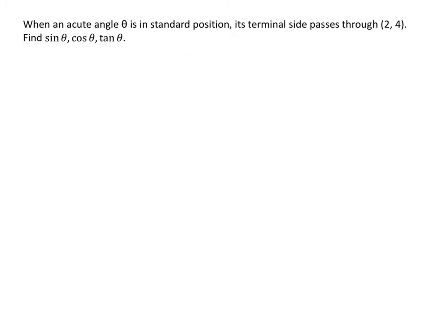Let's look at some examples. We have an acute angle theta in standard position, and its terminal side passes through the point (2, 4). I could sketch this really quickly. The point (2, 4) is here, and there's my angle. Here's my triangle. I have an x value of 2, a y value of 4.